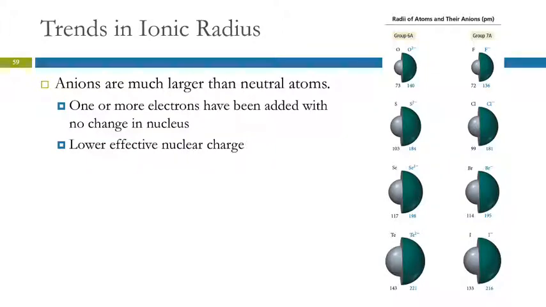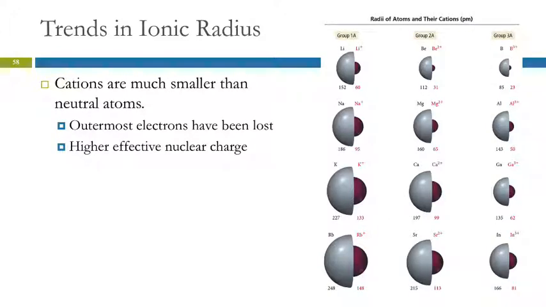Okay, so what happens when we have ions? Let's make sure I didn't skip anything. There we go. What happens when we have ions? Well, a cation, you've removed electrons, and oftentimes you've removed all the valence electrons. Is that going to make the atom bigger or smaller? It should make it smaller, right? It does. Cations are much smaller than the neutral atom.